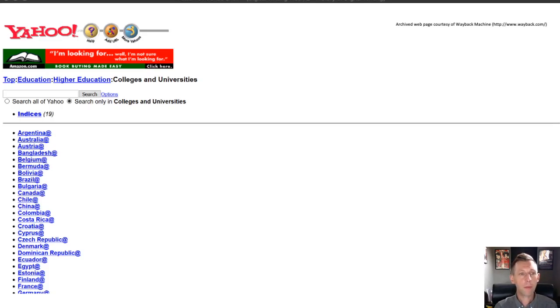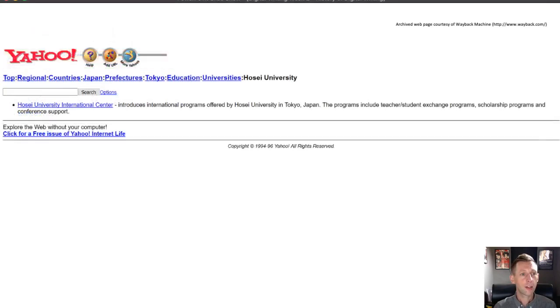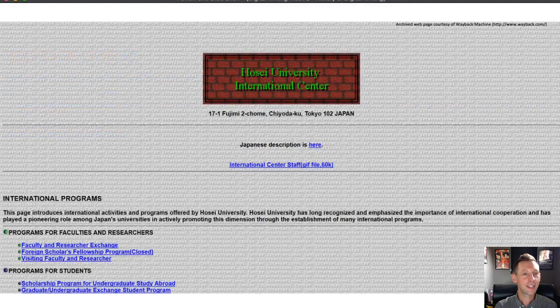So how about we put Hosei University into our search box and hit search, and we can come to the Hosei University website back in 1996. Click on that, and well, here we are. This is how the Hosei University website looked in 1996. Barely anything on it. In terms of writing, there's next to nothing on here.